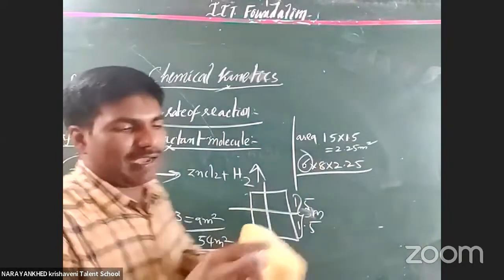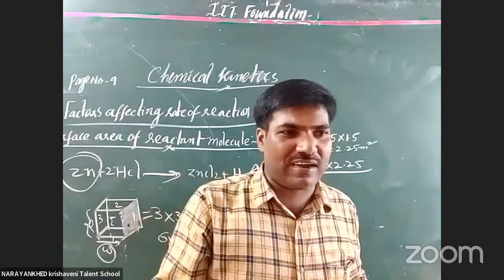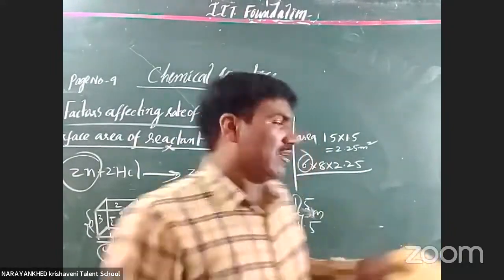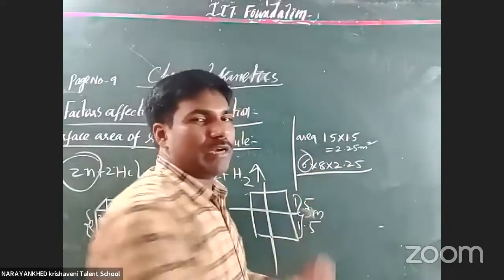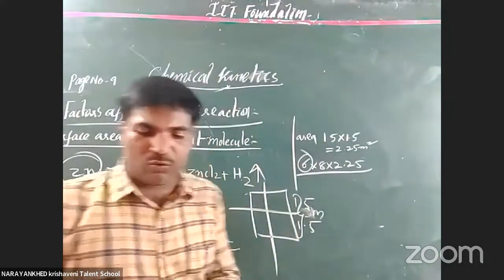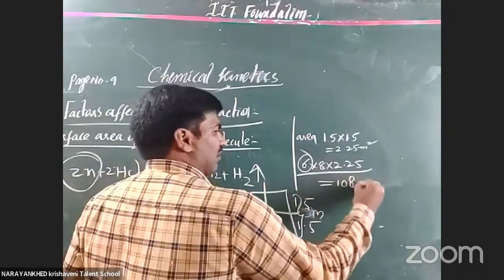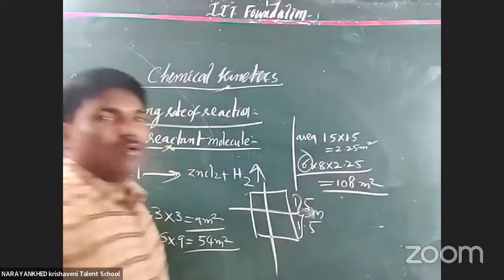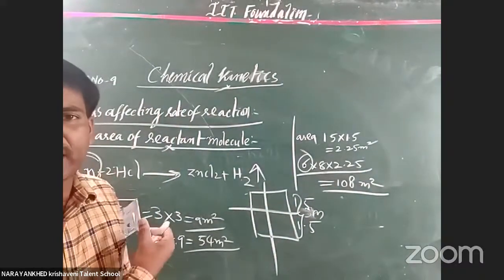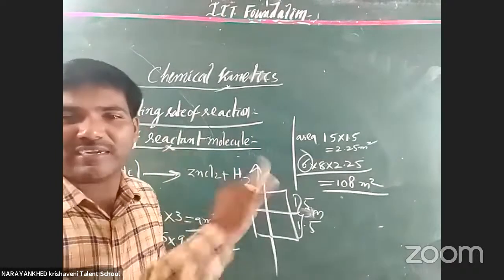Again, I take one small piece of it. It contains 6 faces. 6 faces are there. So 6 into 8 into 2.25. Now what does it become? That becomes 108 meters square. Okay, clear or not? Does the surface area increase or not? The surface area increases.